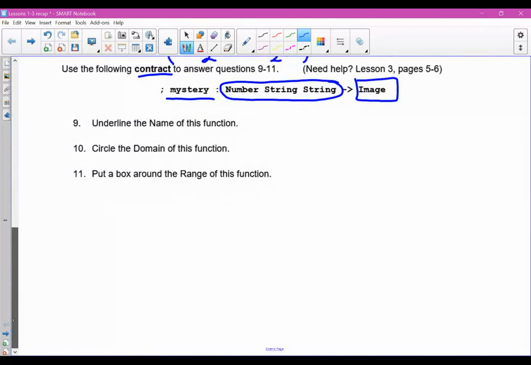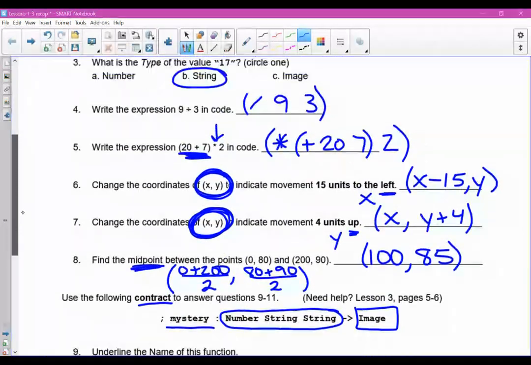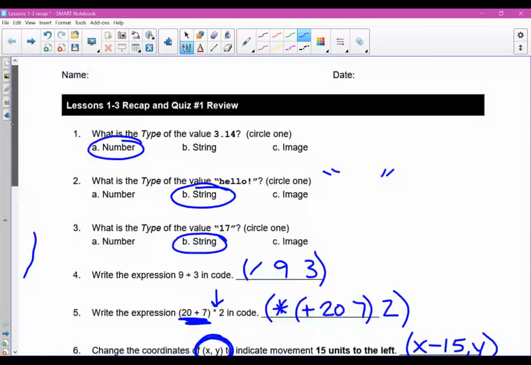Okay, so use your notes. You can use this sheet to help you. Whatever you need on your quiz.